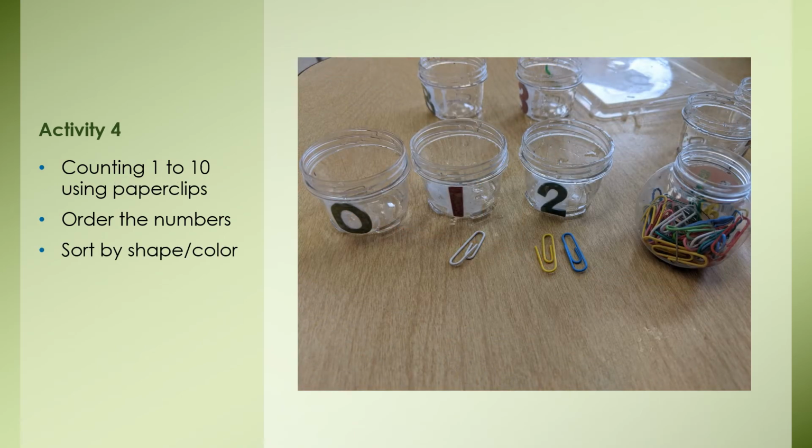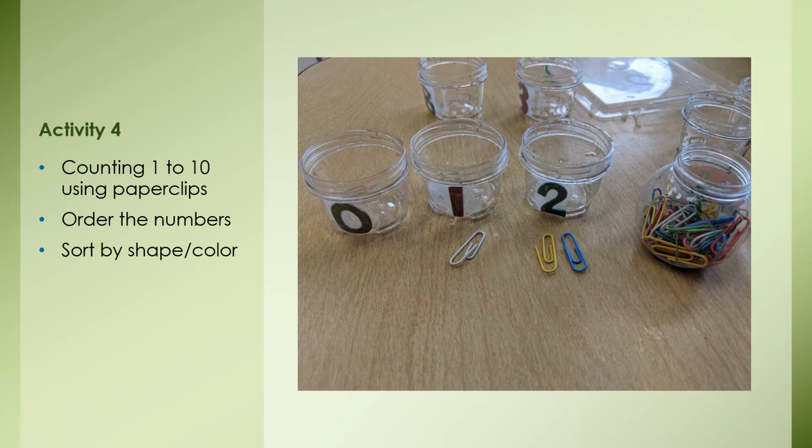This is the same one, and you can use different containers and place the numbers. For example, 1 container for 0, so the kid needs to understand that for 0, you put nothing. And one for 1, one for 2, up to 10, for example, and use small paper clips.